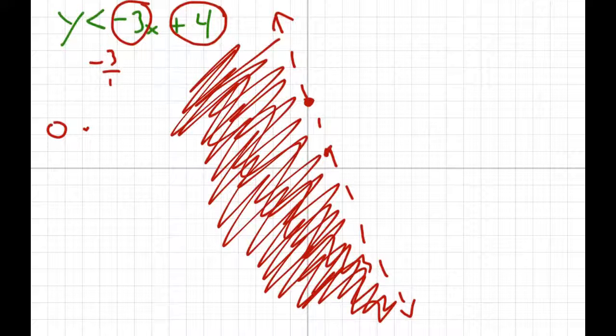And there we go. That's our graph. Once again, like I did before, if I want to check, I can pick a point somewhere in the shaded region, plug it in, and see if it works out. Alright, let's try another one.